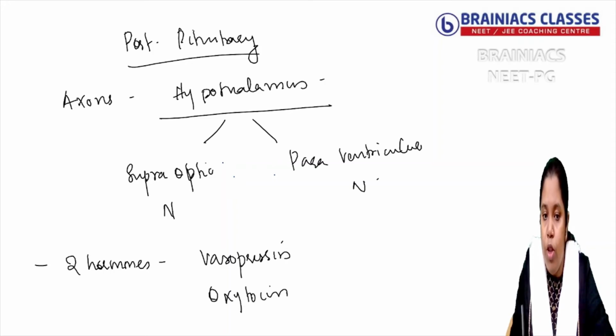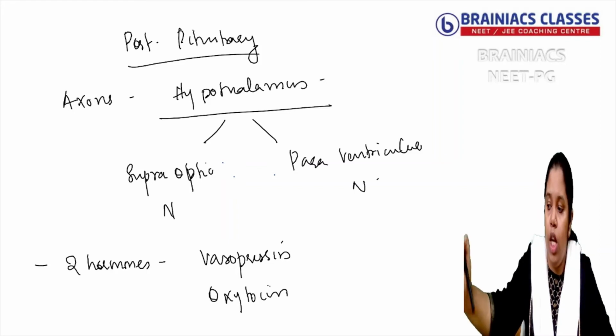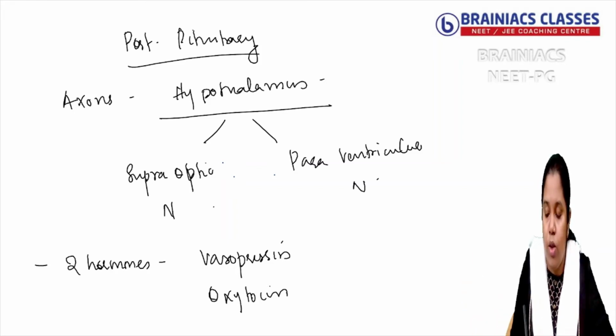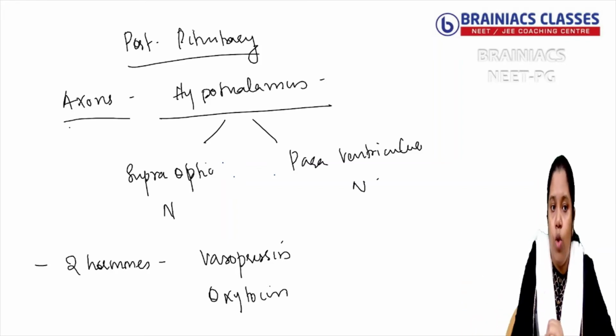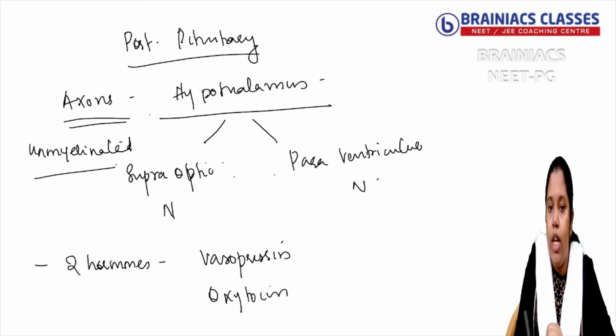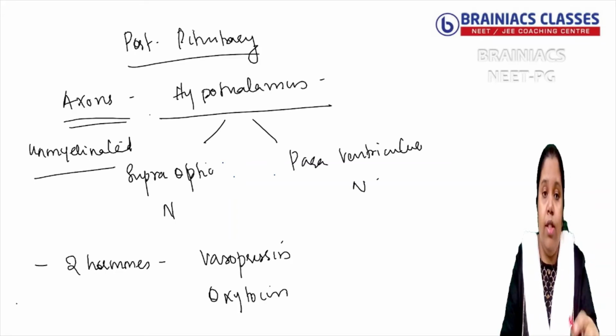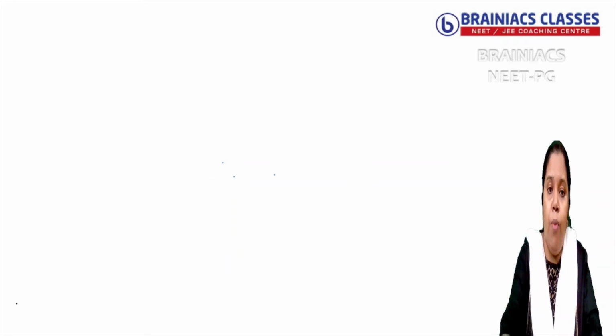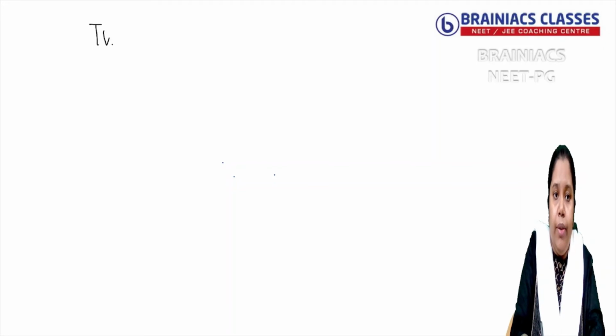So this is about the posterior pituitary or the neurohypophysis. They contain axons. What type of axon? They are unmyelinated axons. This is about the pituitary. Now we are moving on to the thyroid gland.